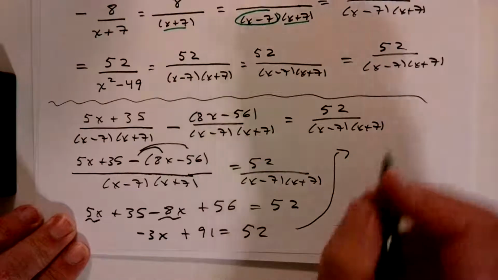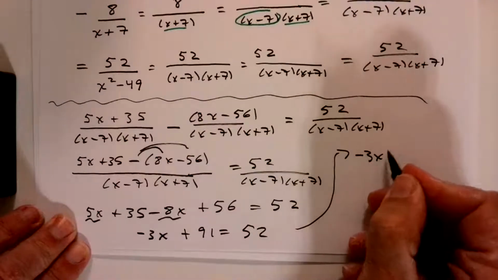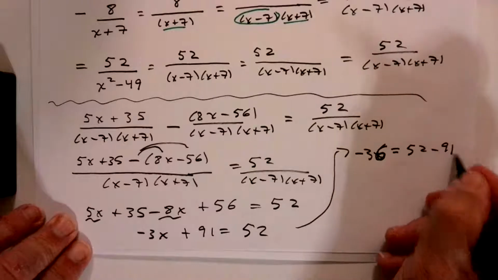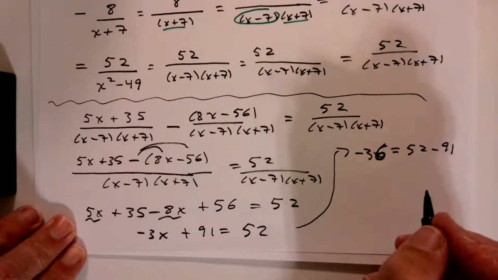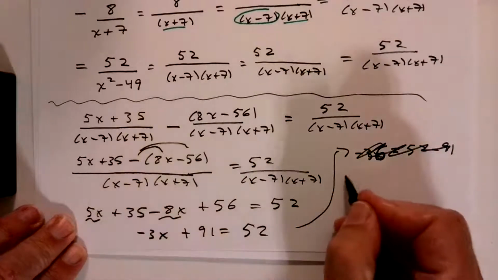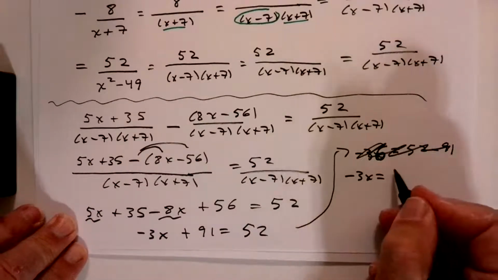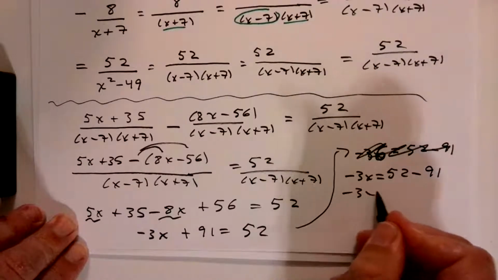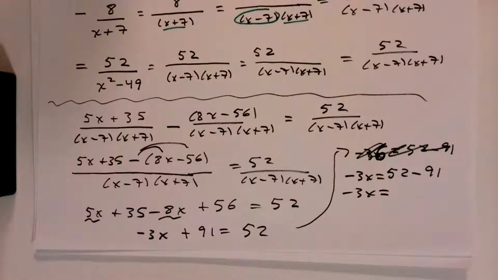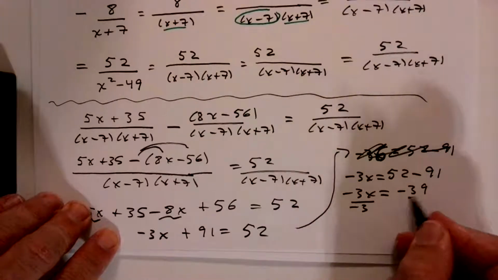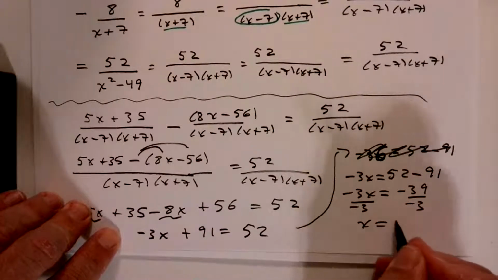So if that's the case, then I get negative 3x equals 52 minus 91. I said negative 36, I'm not sure where that came from. Negative 3x is what I wanted to say. Equals 52 subtract 91. So 52 minus 91 is negative 39. And then we divide both sides by negative 3, and we get x is 13.